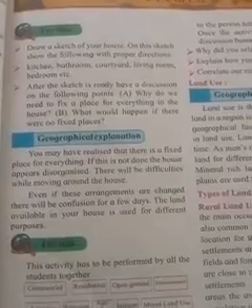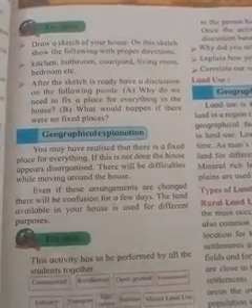Today we are going to learn about the next chapter. Chapter name is land use. Here is the activity: draw a sketch of your house. On the sketch, show the following with the proper directions: kitchen, bedroom, courtyard, living rooms, bedrooms, etc. That means draw a sketch of your house.